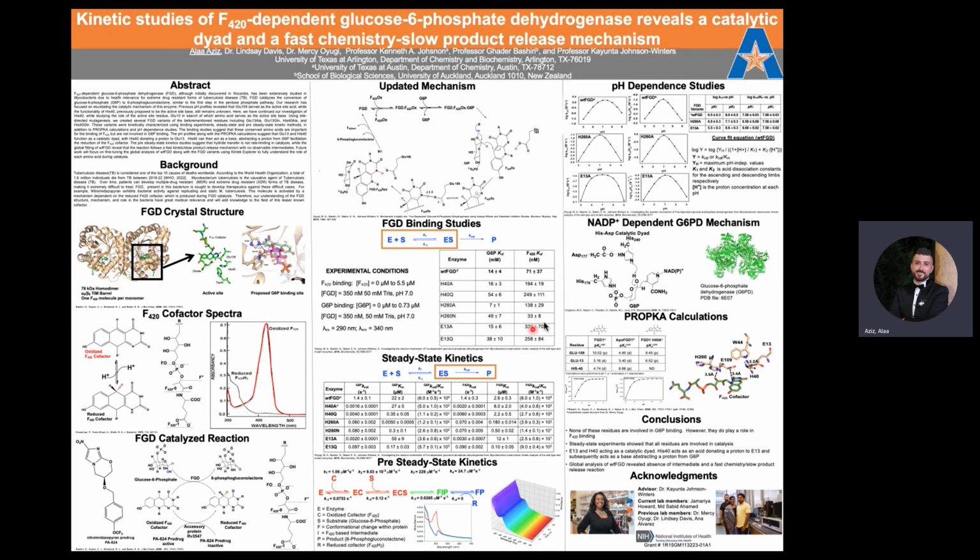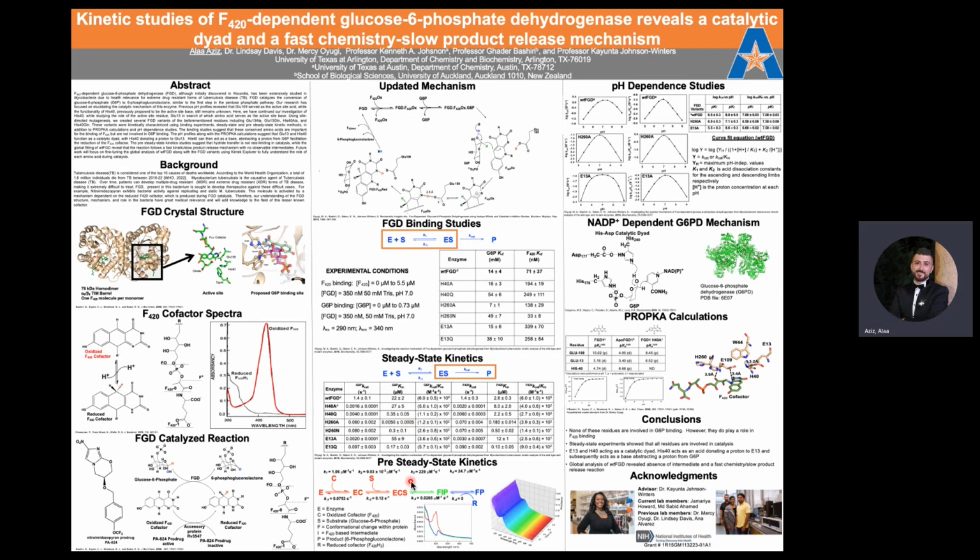Our binding studies showed that these amino acids are involved in F420 binding, but they are not involved in glucose 6-phosphate binding. This is shown by the significant increase in binding constant compared to wild type in the case of F420 binding, but not much of a difference in the KD in the case of glucose 6-phosphate binding. Our steady state kinetics showed that these amino acids are involved in catalysis. This is shown by the significant decrease in kcat and also catalytic efficiency compared to wild type.